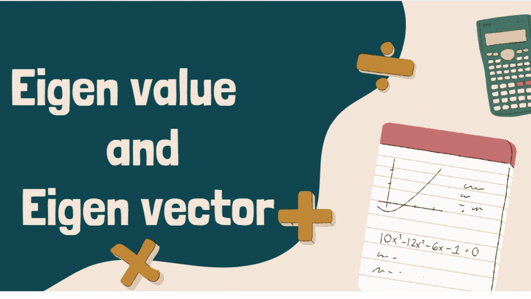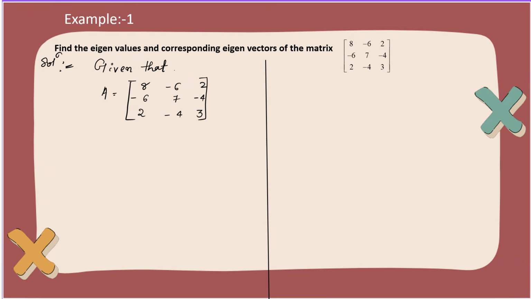Today I am going to start the topic: how to find eigenvalue and eigenvector. So let's start this example. Find the eigenvalue and eigenvector of the corresponding matrix. So let's start. First write the matrix taken as A. Now we have to find the first step.